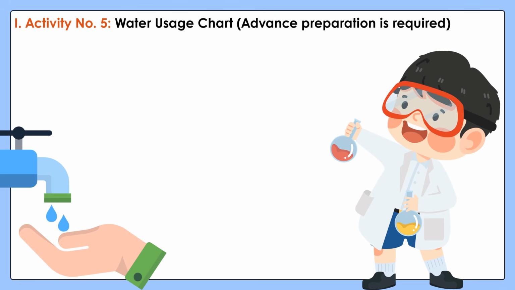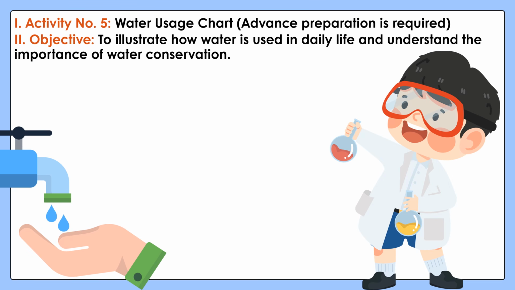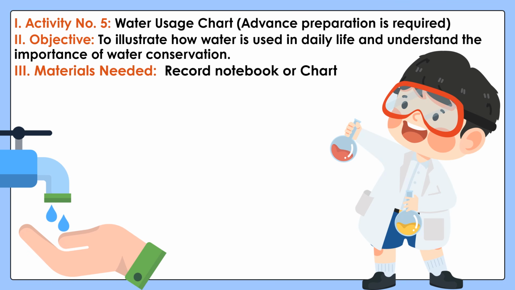Activity number 5, water usage chart. Advanced preparation is required. Objective: to illustrate how water is used in daily life and understand the importance of water conservation. Materials needed: record notebook or chart.